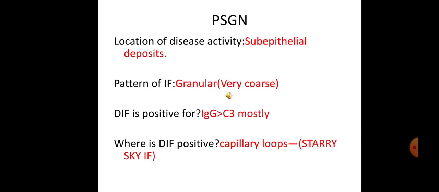In post-streptococcal glomerulonephritis, the location of disease activity is also subepithelial. The pattern of immunofluorescence is granular, which is very coarse in nature. DIF is positive for immunoglobulin G, then C3, mostly, and DIF is positive along the capillary loops, which is known as the starry sky appearance on renal immunofluorescence. Do not confuse it with the starry sky appearance on H&E stain, which is most commonly seen in non-Hodgkin's lymphoma such as Burkitt's lymphoma. Thank you.